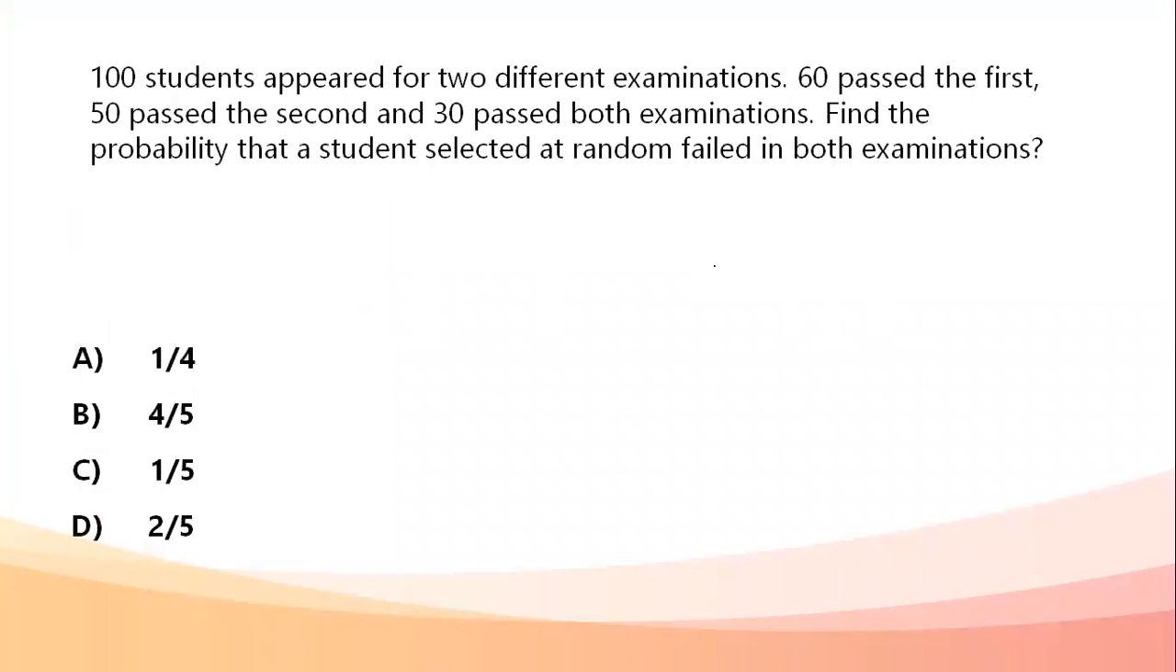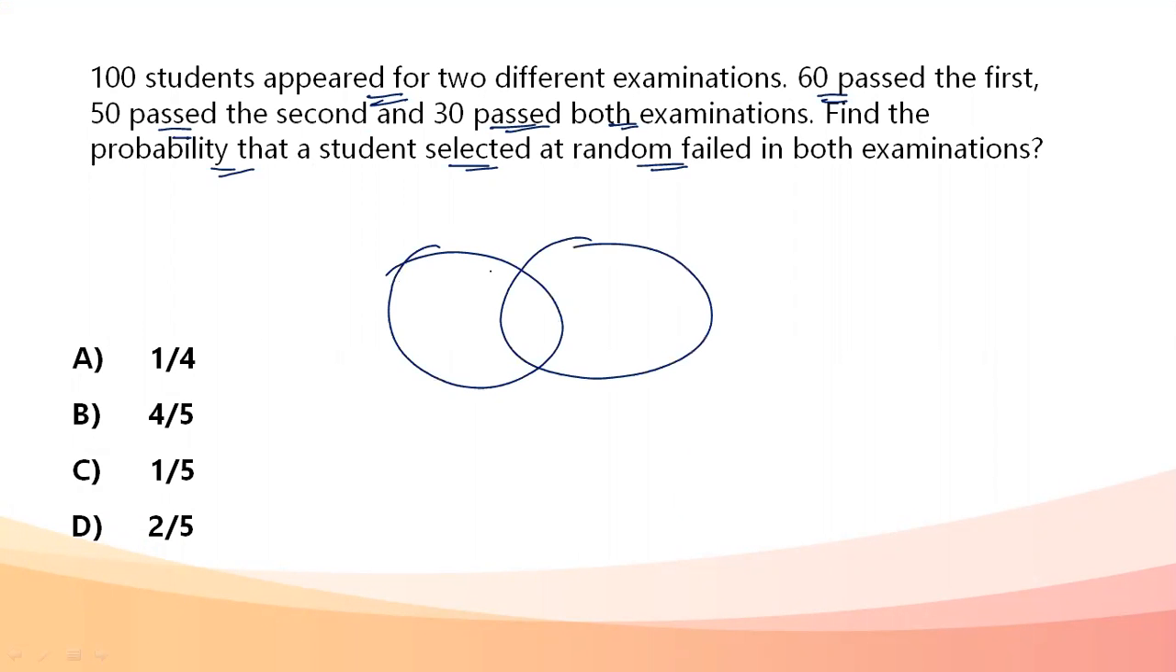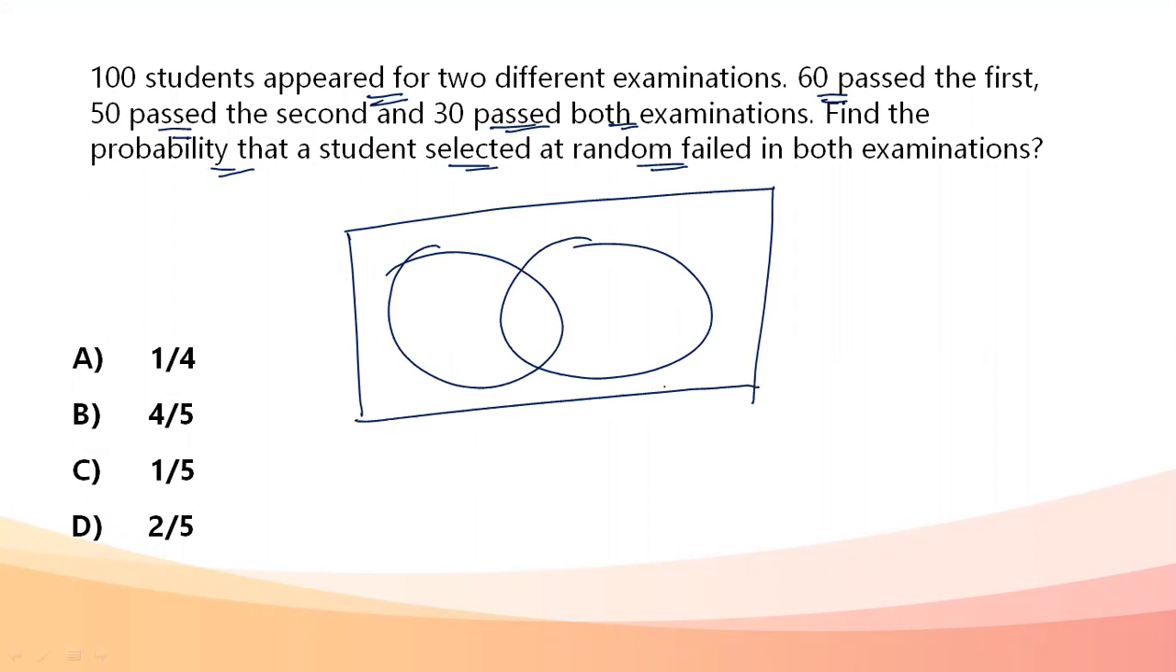Okay, first question. 100 students appeared for two different examinations. 60 passed the first, 50 passed the second, and 30 passed both the exams. Find the probability that a student selected at random failed in both the exam. Okay, now this type of question can be solved easily using a Venn diagram, because when you have two or three quantities, it is easier to visualize them using Venn diagrams.